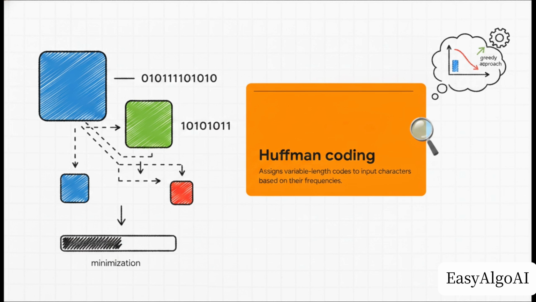Huffman coding is a brilliant algorithm used specifically in data compression. Its entire goal is to take your input characters, the letters and symbols in a file, and assign them variable length codes based purely on how frequently they appear. The clever twist? The most frequent characters get the absolute shortest codes. The ultimate big picture goal here is to minimize the overall size of the encoded data. It's a classic optimization problem, and it turns out it's absolutely perfect for a greedy approach.